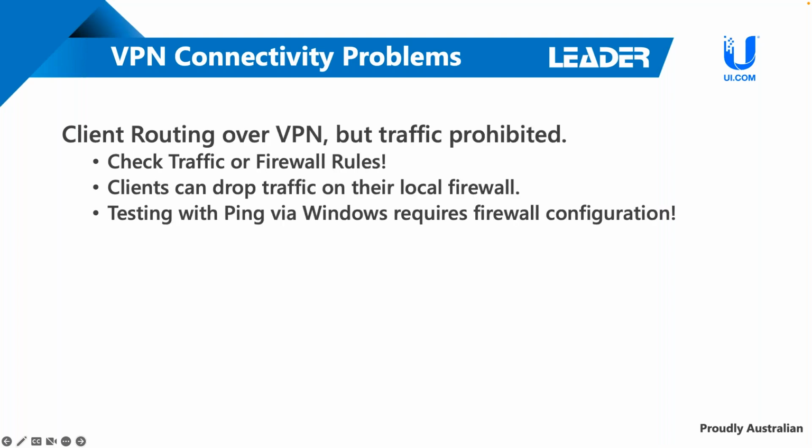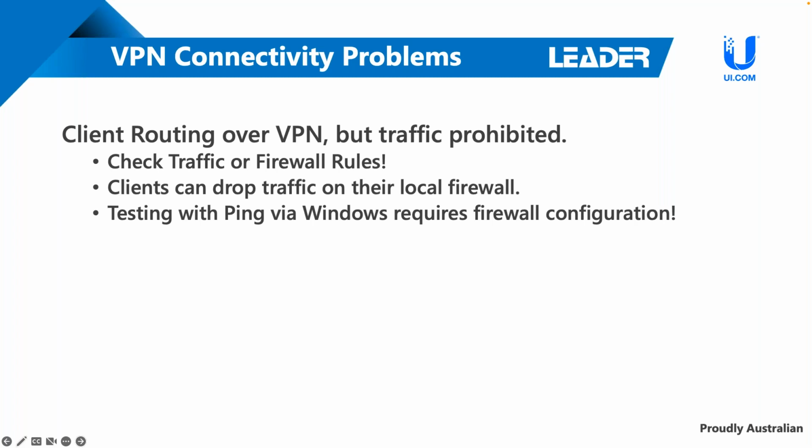Okay. And then one of the other issues that we see is that the client routes over the VPN, but traffic is not flowing the way it's intended to. The traffic is prohibited. Stuff to check here is the traffic or firewall rules, similar to what we've done before. One thing to take note of as well is that the client device can also have a firewall set up, and that firewall could also be dropping all of the local traffic. So check that as a point of failure as well.